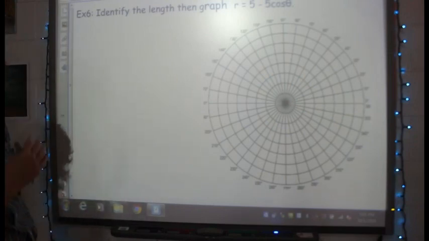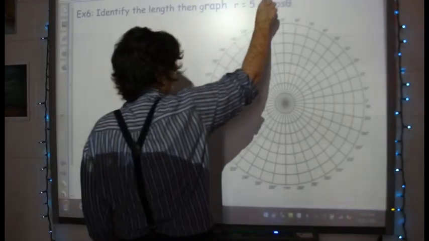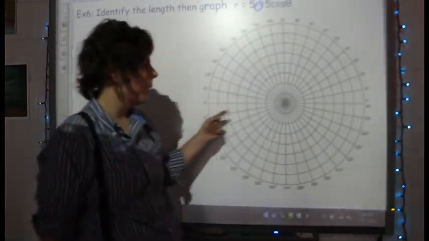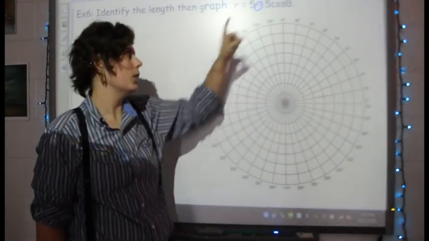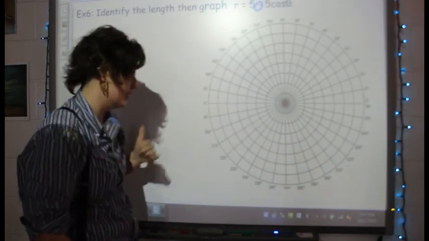Example number 5 is similar to example number 6. Main difference here is that we have a negative instead of a positive. So instead of going in the positive x direction, we're going to go in the negative x direction. I know it's the x direction because of the cosine, and I know it's negative because of that negative sign.